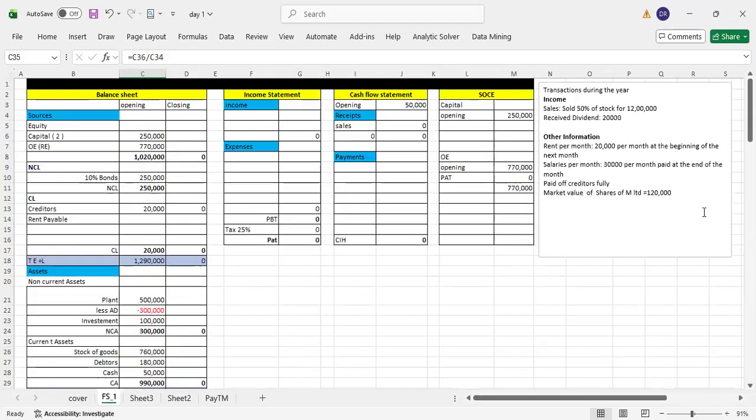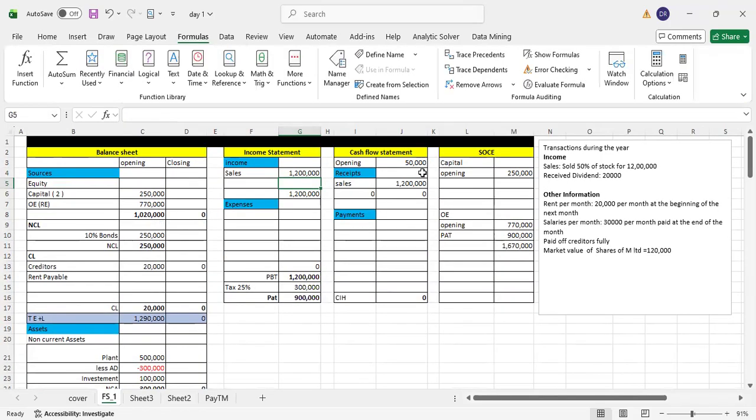Now let us observe the impact of these transactions on the financial statements. The first transaction is sold 50% of the goods for 12 lakh, okay, 1.2 million. So this is a sale, an income, and that is 12 lakh. And whenever there is a sale, you have to ask yourself whether it is for cash or credit. If nothing is mentioned, we are assuming this to be a cash transaction.